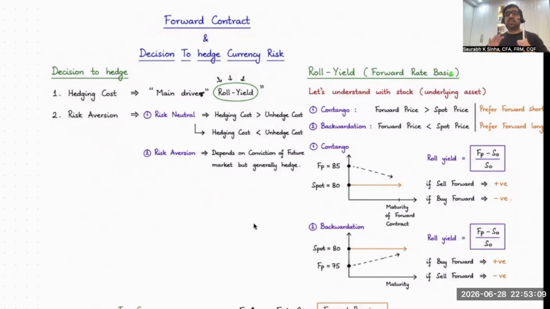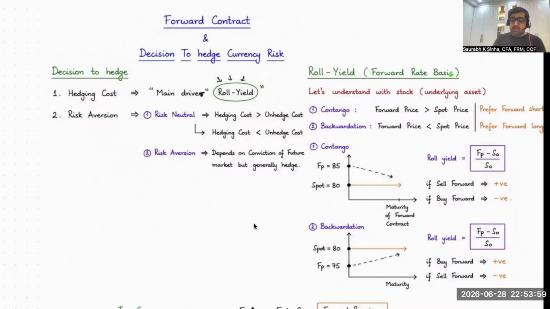Now, if the person is risk neutral, he will only look at whether the hedging cost is greater than the unhedged cost of the portfolio or not, or if the hedging cost is less than the unhedged cost of the portfolio or not. And he will decide based on that cost analysis. If the risk neutral portfolio manager, the risk neutral investor, calculates that the hedging cost is going to be less than the unhedged cost, then definitely he will hedge, because the hedging cost is very low. Why not hedge? But if the hedging cost is very high, then he will go unhedged. He will not go into the forward contract to hedge.